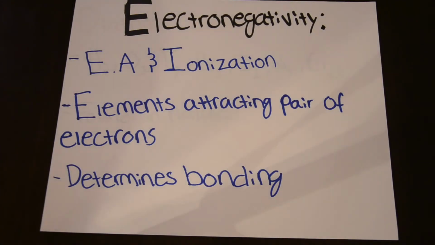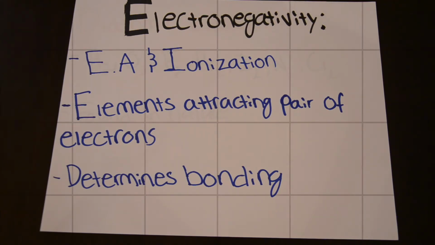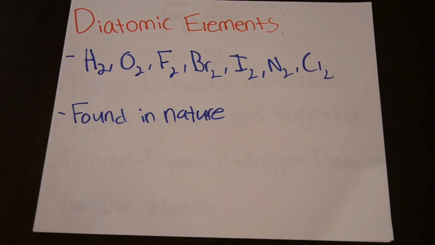Okay, let's talk about electronegativity. Electronegativity is a combination of electron affinity and ionization energy. It's when the elements attract a pair of electrons, and electronegativity determines the bonding. As I've mentioned before, when you take the highest electronegativity of an element and subtract the other element's electronegativity, you get the exact bonding, and there are three types: covalent, polar covalent, or ionic.